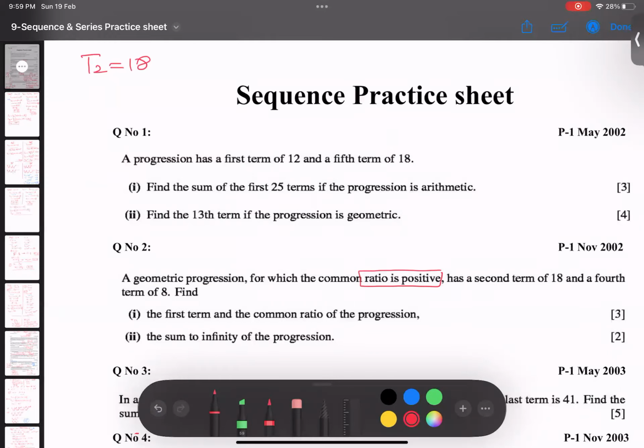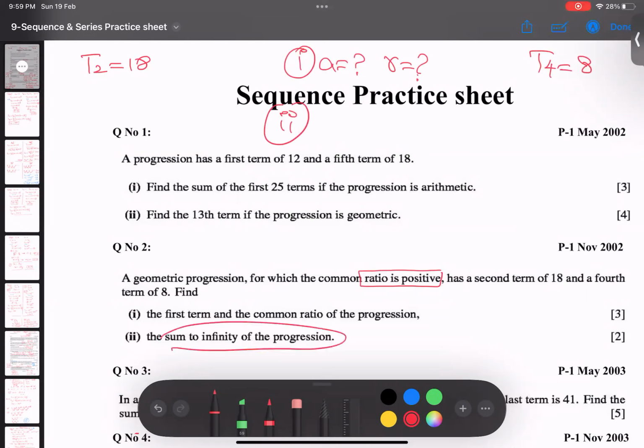Okay. And he said the fourth term is 8. So he's saying the fourth term is 8. So I'm writing here the fourth term is equal to 8. Find the first term and common ratio. What is my target? Find out A and find out R. Then part number 2, he's asking us what? Find the sum to infinity of the progression. So I hope the question is ready.